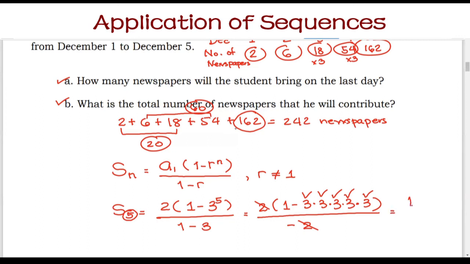1 minus 243 divided by, do not forget, may negative 1 tayo dito sa ilalim. And then finally, what is 1 minus 243? You'll get negative 242 divided by negative 1. And you see, magpa-positive lang to. The answer is positive 242. So, kapareho naman ang sagot dito. Kaso yun nga lang, mas mukhang nakakatakot yung paggamit ng formula. So, it's up to you kung saan kayo komportable.